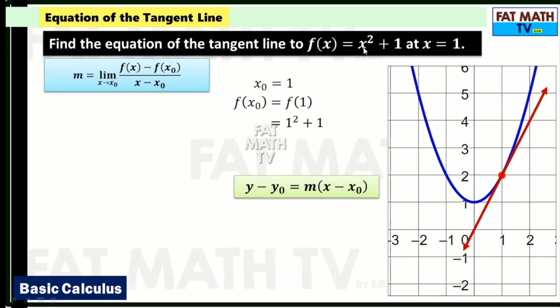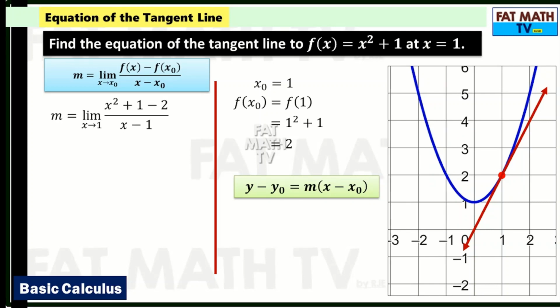Since our f is x squared plus 1, replace x with 1. You will have 1 squared plus 1. 1 squared is 1, 1 plus 1 is 2. This is the y value when x is 1. As you can see here on the graph, that's 2, the y coordinate. So we have a point (1, 2). We will use that later: x null is 1 and y null is 2.